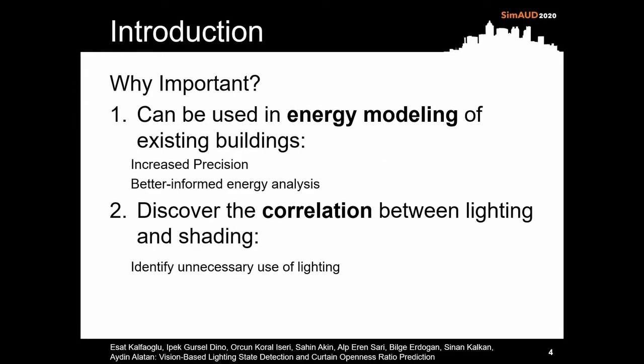So, why are the light state detection and curtain openness ratio prediction important? Firstly, the estimated values of both tasks can be utilized in the energy modeling of existing buildings as an alternative to the standard schedule templates. The increased precision in these schedules has the potential to increase the precision of simulation results and leads to better informed energy analysis of existing buildings. Secondly, it is beneficial to discover the correlation between the lighting and the shading, which is helpful in identifying the unnecessary utilization of lighting when the curtains are drawn.